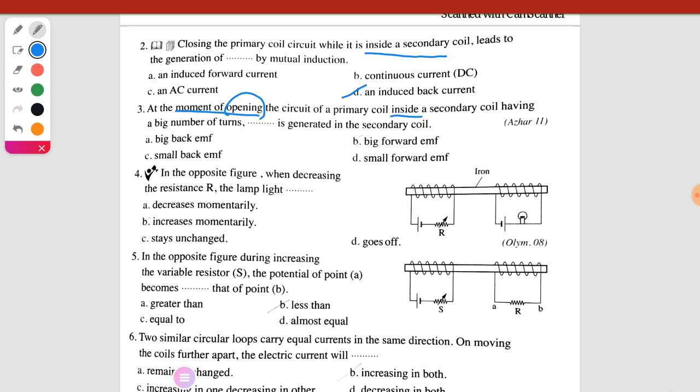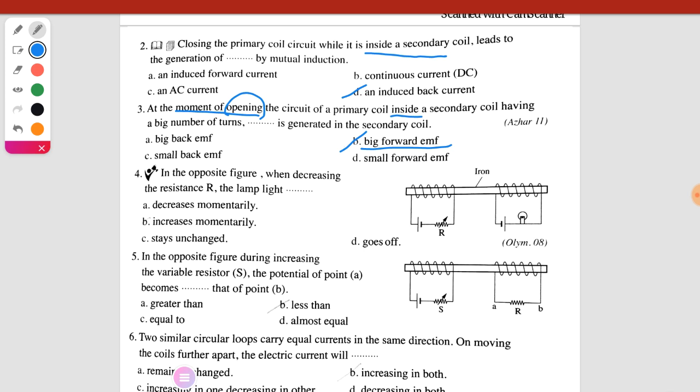The circuit is opened. When the circuit is opened, the current intensity decreases, and when the primary coil is pulled out from the secondary coil, forward induced EMF is produced. This means that a big forward induced EMF is generated.